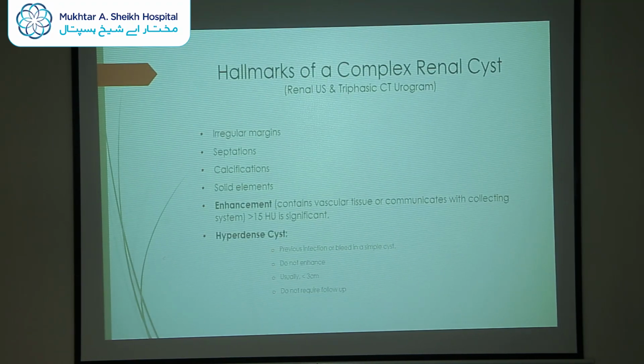Now a short description of the complex renal cyst. Hallmarks are irregular margins, septations, calcifications, solid elements, and enhancement. So basically these features differentiate it from a simple cyst: irregular margin, septations, calcifications, solid element enhancement of more than 15 Hounsfield units, and hyperdensity. A simple cyst with previous infection or bleed does not enhance, and one usually less than 3 centimeters does not require follow-up.